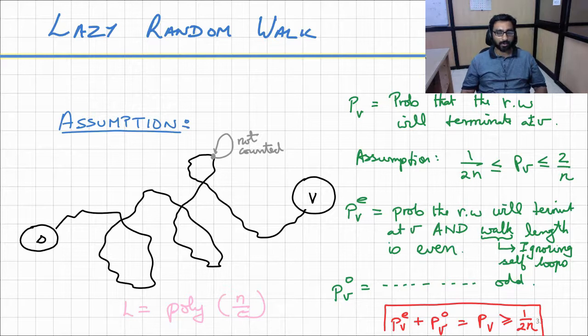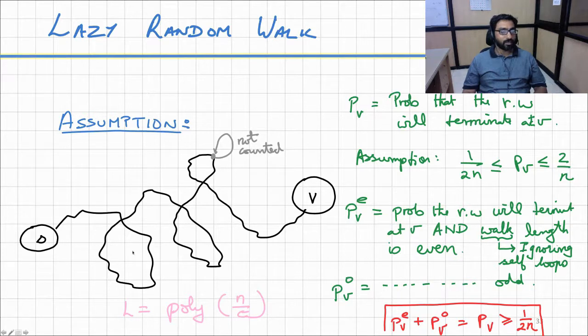So what we're going to do is break up PV into two parts. PV with a superscript E refers to the probability that the random walk will terminate at V, and the walk length, not the number of steps taken by the random walk but the walk length obtained by ignoring the self loops, is even. So this is the probability that you started at S and made an L length random walk, including some self loops, and then you reached V.